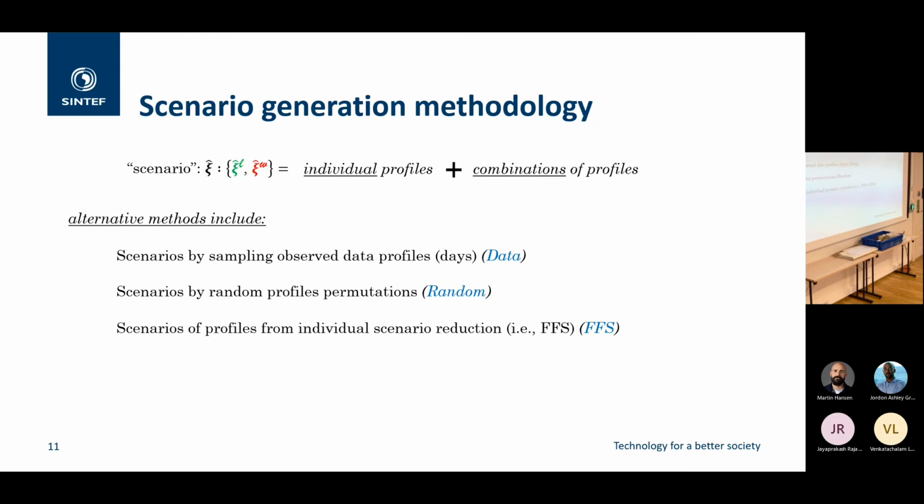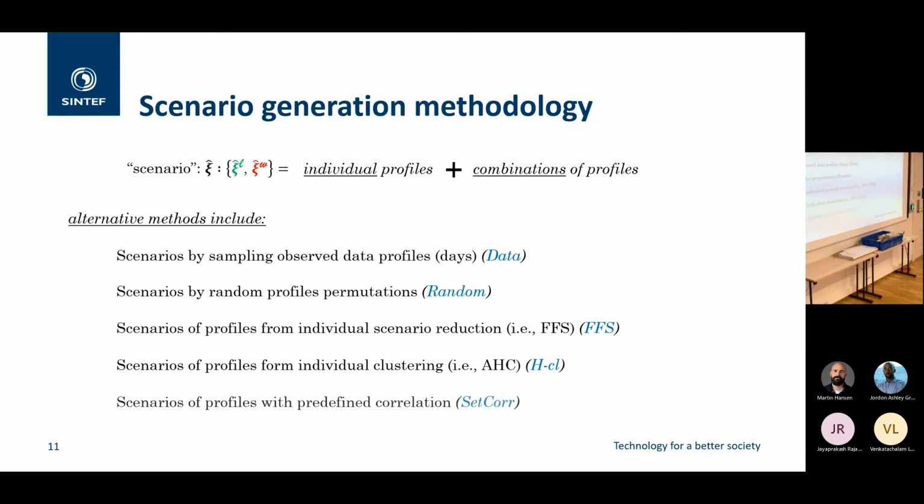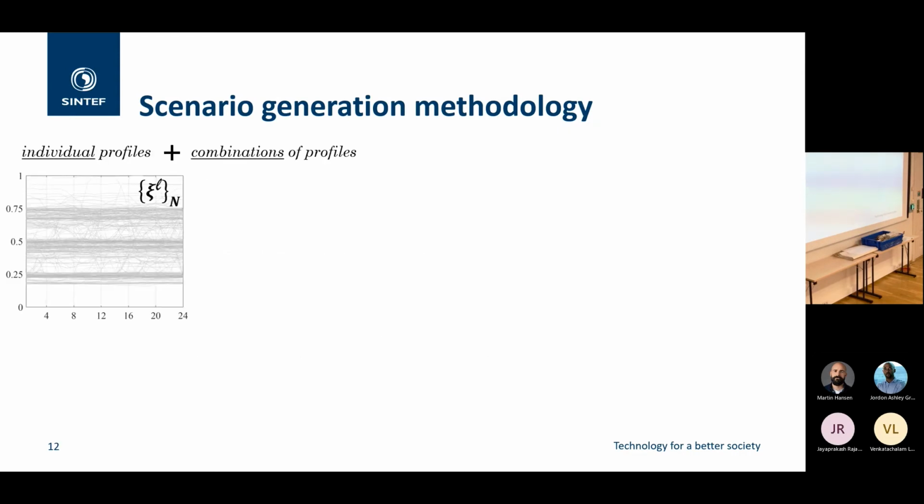Then we can use, of course, scenario reduction techniques, reduce the initial data sets and then select from these reduced data sets. We can also reduce the initial data sets by clustering methods, and we can also try to combine different profiles. And others specify that there should be a specific correlation between load and wind. I'm not very aligned with this, but these methods exist, basically.